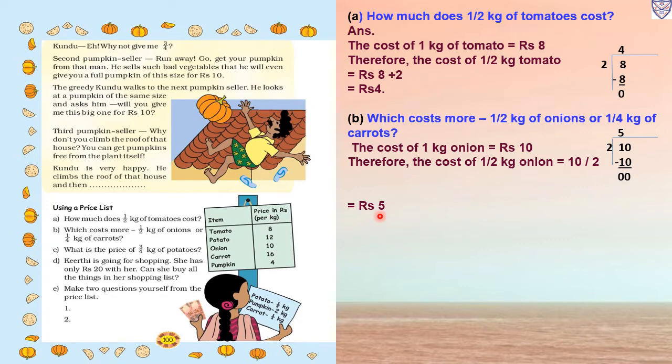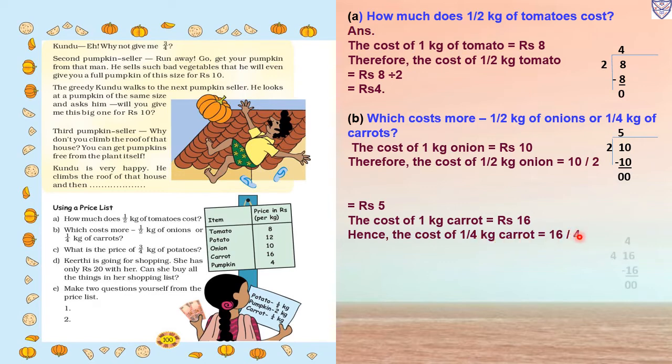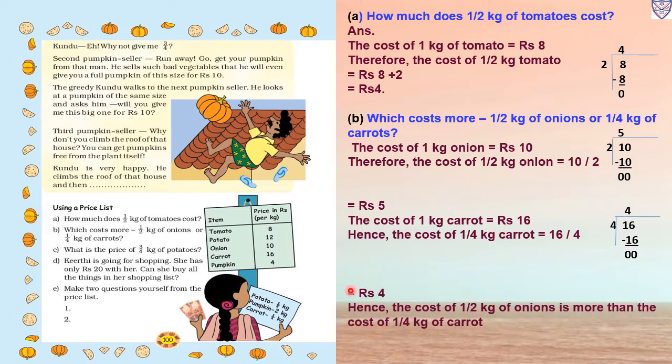Now we have to find the cost for carrot. The cost of 1 kg of carrot is rupees 16. So half kg, sorry, 1/4 kg of carrot we have to find out. For half kg we divide by 2, but here we need 1/4 kg, so we divide by 4. So 16 divided by 4. In the 4 table, 4 4s are 16. So rupees 4. Now which costs more? Hence the cost of half kg of onion is more than the cost of 1/4 kg of carrot.